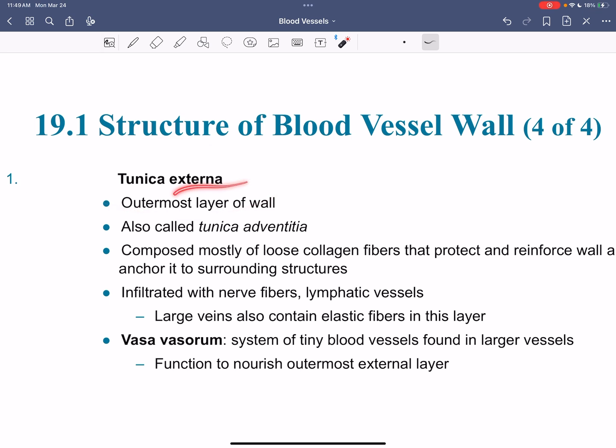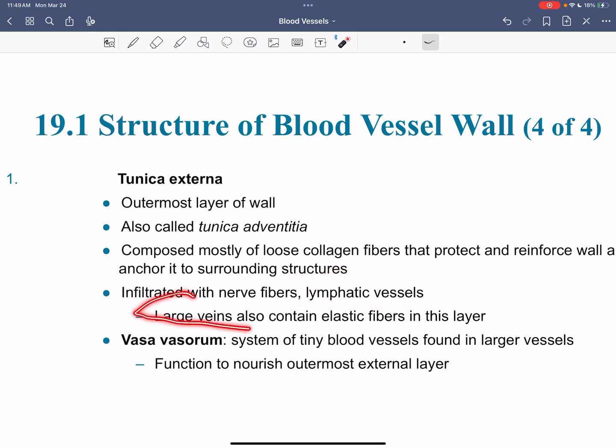Let's go to the externa. With a name like this, not surprising, it's the outermost wall, also called the tunica adventitia. So these two names are synonymous with each other. Mainly composed of loose collagen fibers. What are they doing there? They're protecting and reinforcing the wall and anchoring it to the local tissue and structures. It also has a number of nerve fibers that run through it and is associated with lymphatic vessels.